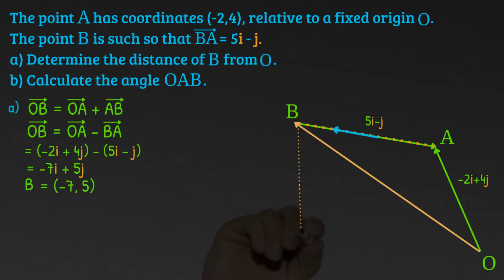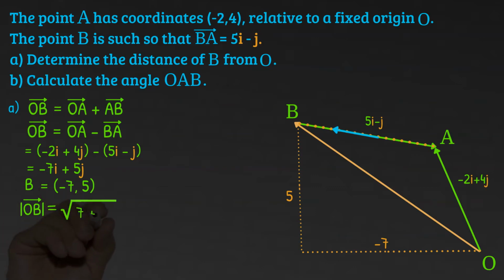And again, if we draw the lines in from O to B, we can see that we have a right-angled triangle where OB is the hypotenuse. So we can use Pythagoras' theorem to work it out. And because we're doing magnitude, we can ignore the signs. So the magnitude of OB is equal to the square root of 7 squared plus 5 squared, which is equal to the square root of 74.